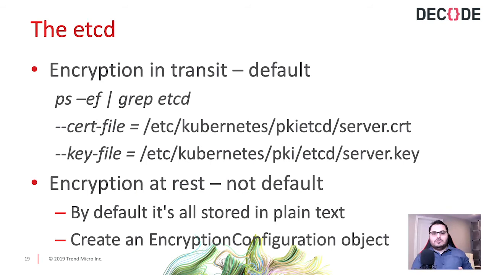To encrypt that information inside your etcd, you need to create an encryption configuration object, apply that to your etcd, and then restart it so that it can start encrypting that information. For example, secrets, which are sensitive information in your cluster, you should definitely encrypt.